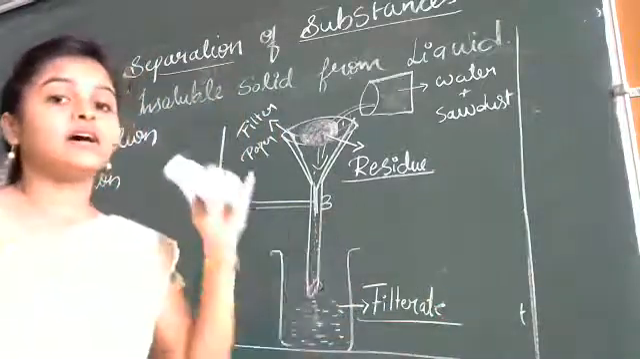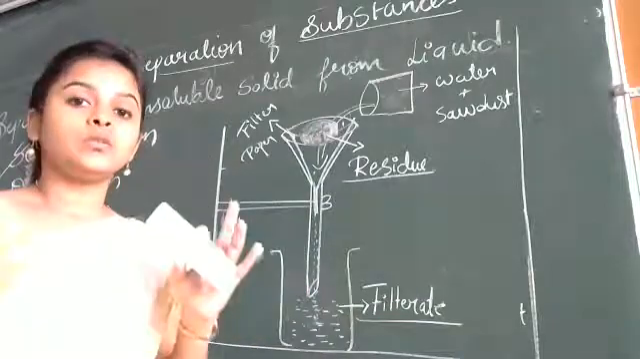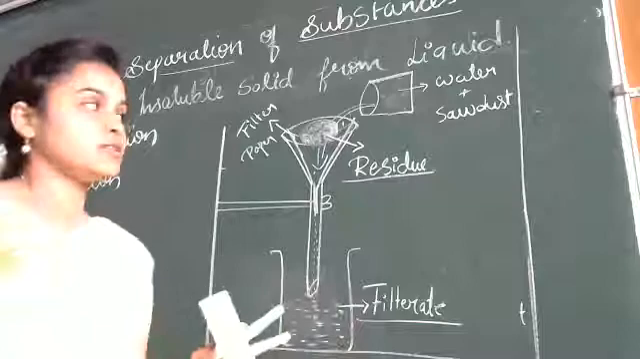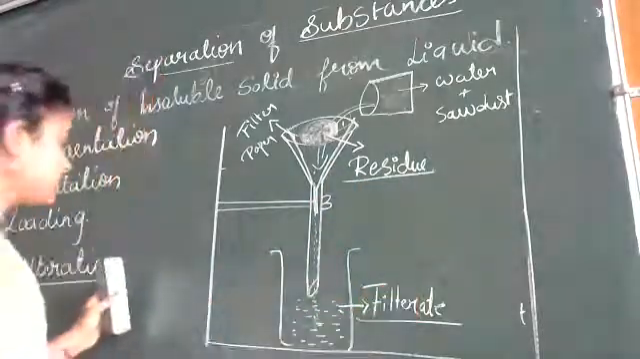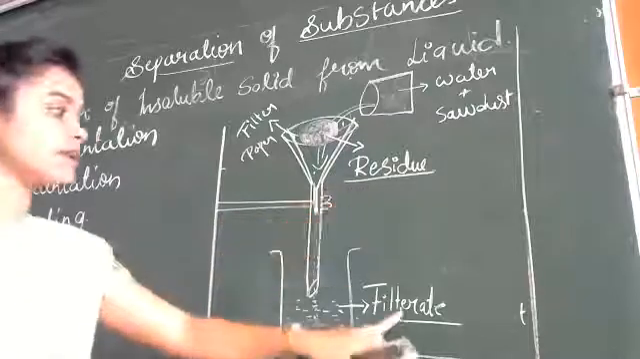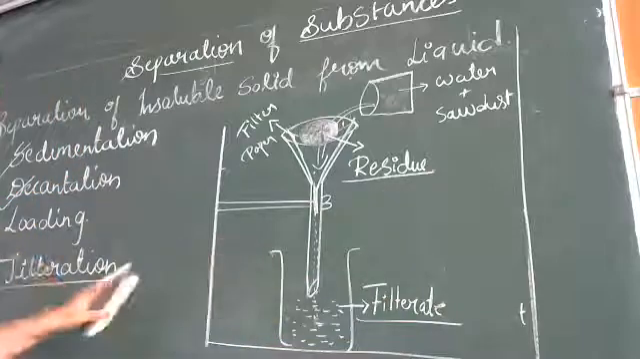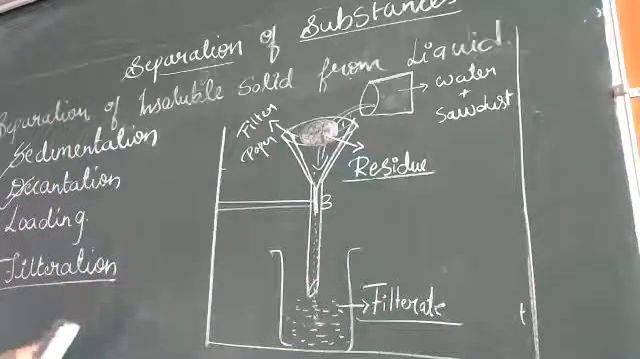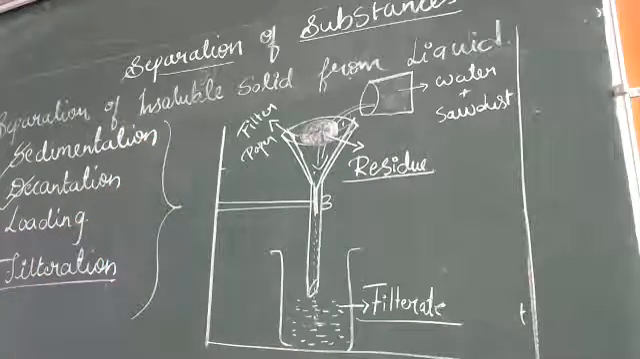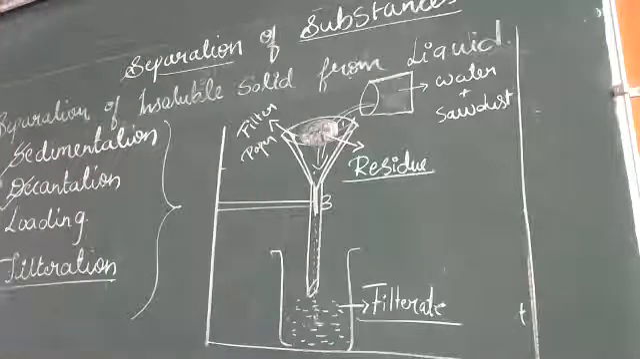Can you remember all these words? Residue, sediment, supernatant, filtrate, alum. You all should remember these words. So residue and filtrate we have seen in filtration. In this way we can separate an insoluble solid from a liquid with the help of the filtration method also. So these are four methods of separation of an insoluble solid from a liquid. If anybody has a doubt, clarify it here itself.